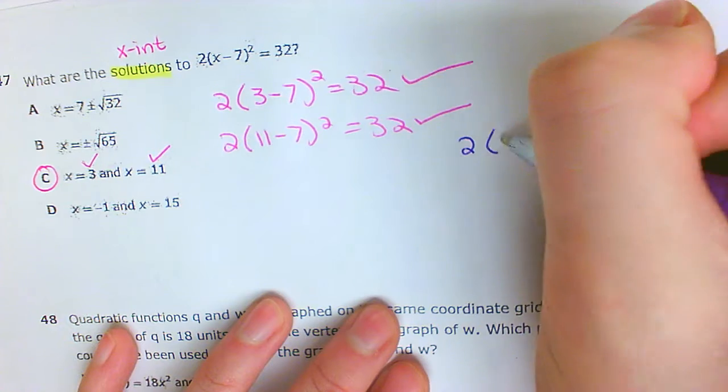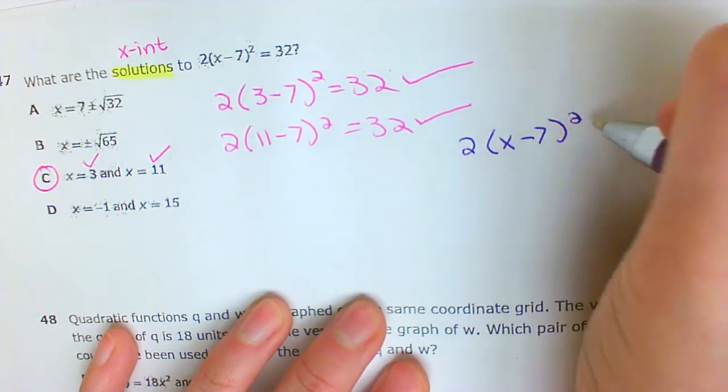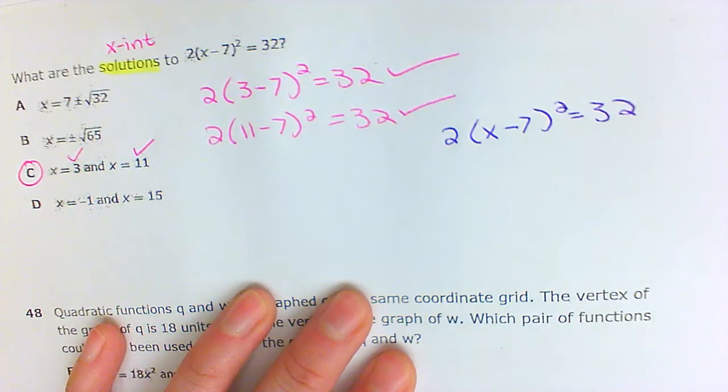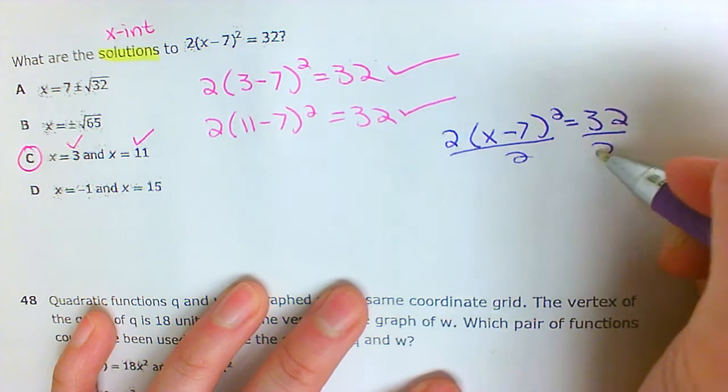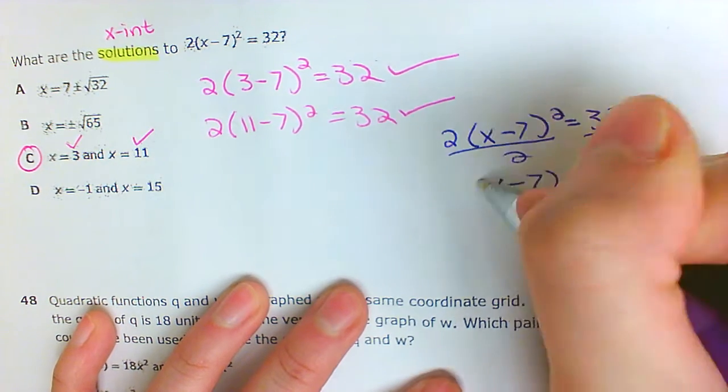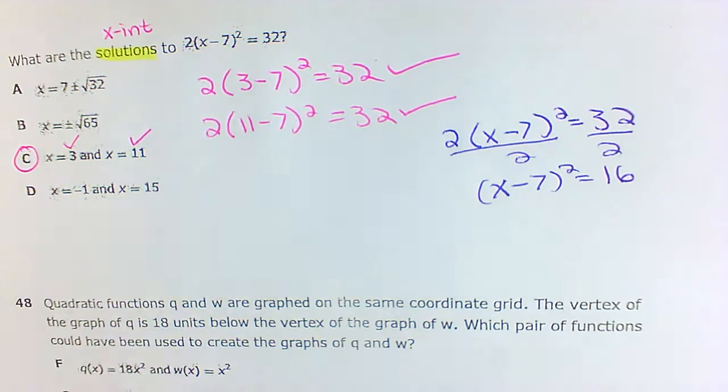Now here's what you are technically supposed to do, or one of the ways that you can solve this. We've had a hard time with these kinds of problems. So the first thing you would do is divide both sides by 2 to get x minus 7 squared by itself, and that equals 16.